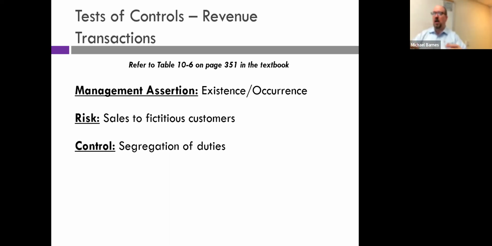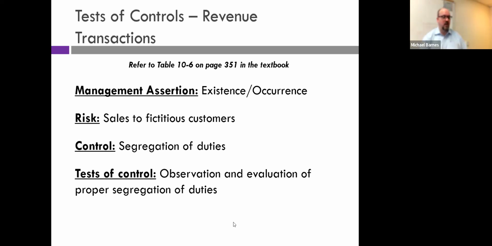So what I'm going to do is go talk to somebody and say, explain to me this process that you do for authorization of new customers, okay? Then I'm going to watch somebody do this task, and I'm going to make sure that they're following the protocols that are supposed to be in place. So I talk to people, I watch them do stuff: observation and inquiry, okay? I'm going to observe and inquire, and evaluate the observation of proper segregation of duties. Now, is there more to it than that? Probably so, but that's probably a good first test of control step.